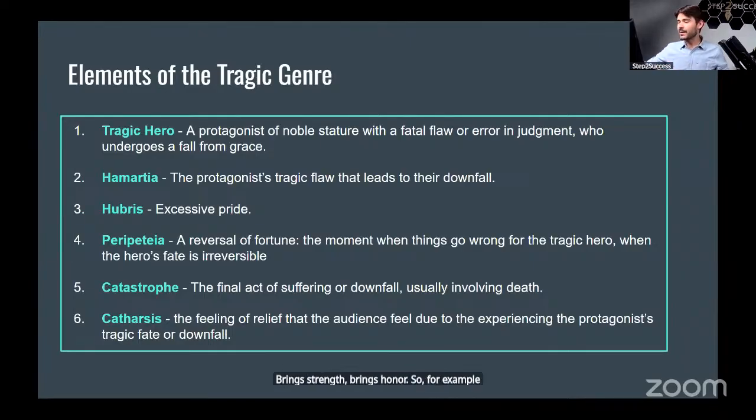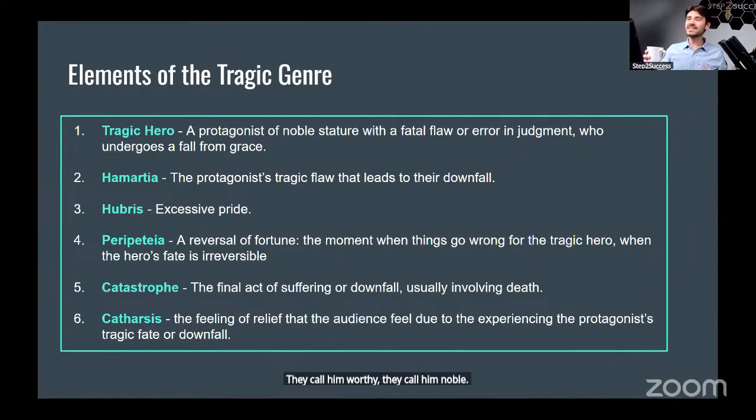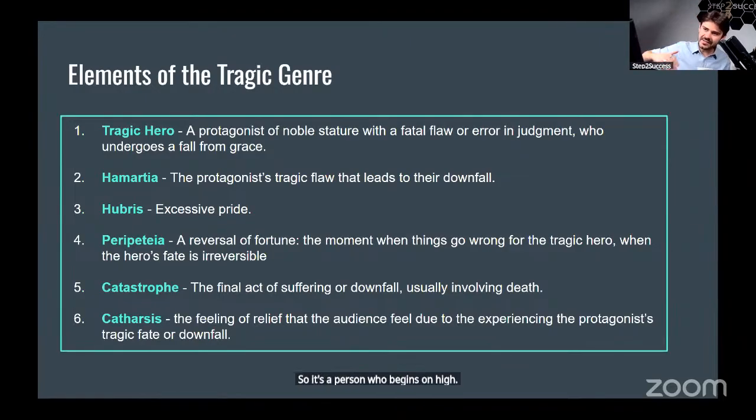So, for example, in Macbeth, we begin the play by meeting him in war or at the end of war. And people call him worthy gentleman. They call him worthy, they call him noble. He's seen as having a very high stature, except our tragic hero will often fall from grace. So by the end of the play, they will have committed several bad deeds, and suffered heavily for it. So it's a person who begins on high and takes a fall after doing very bad things.